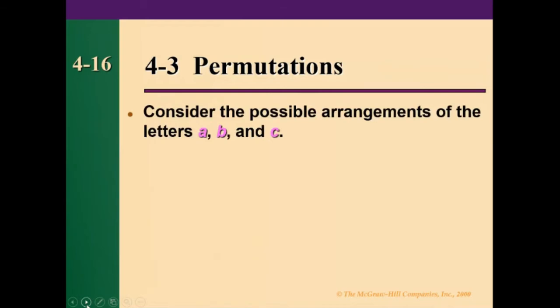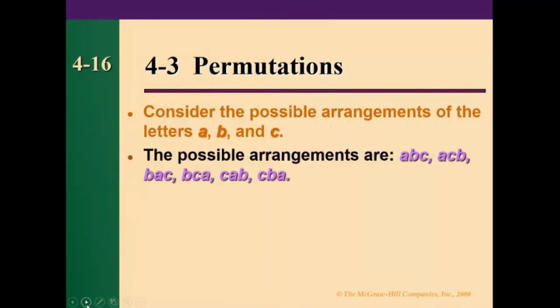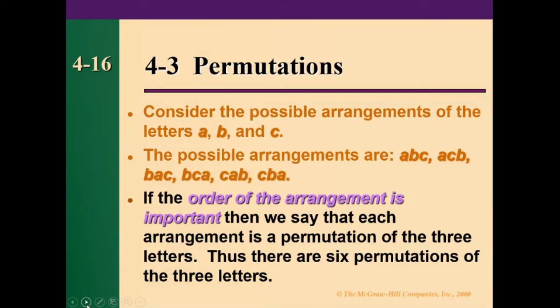Permutation. So consider the possible arrangement of the letters A, B, and C. The possible arrangements are ABC, ACB, BAC, BCA, CAB, and CBA. So as you can see, there are how many? 1, 2, 3, 4, 5, 6, 6 possible arrangements. So if the order of the arrangement is important, then we say that each arrangement is a permutation of the 3 letters. Thus, there are 6 permutations of the 3 letters. Okay?